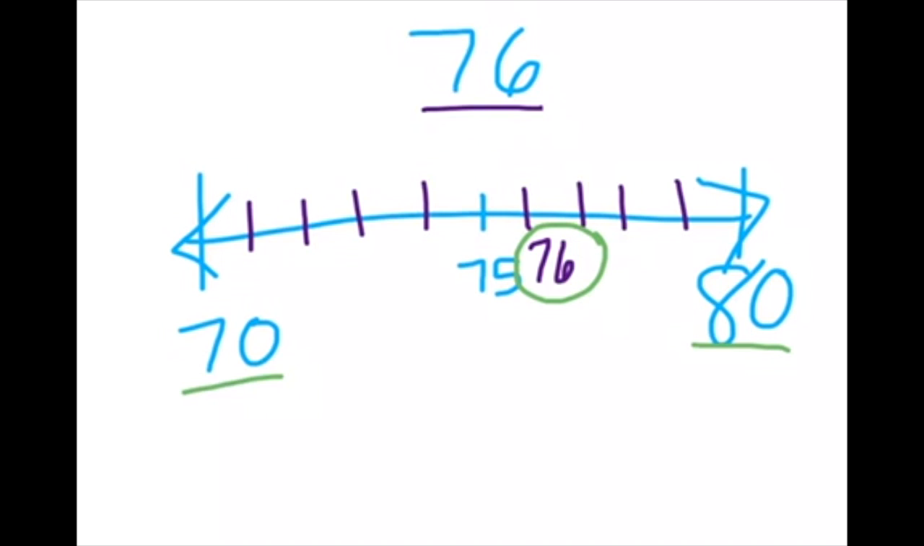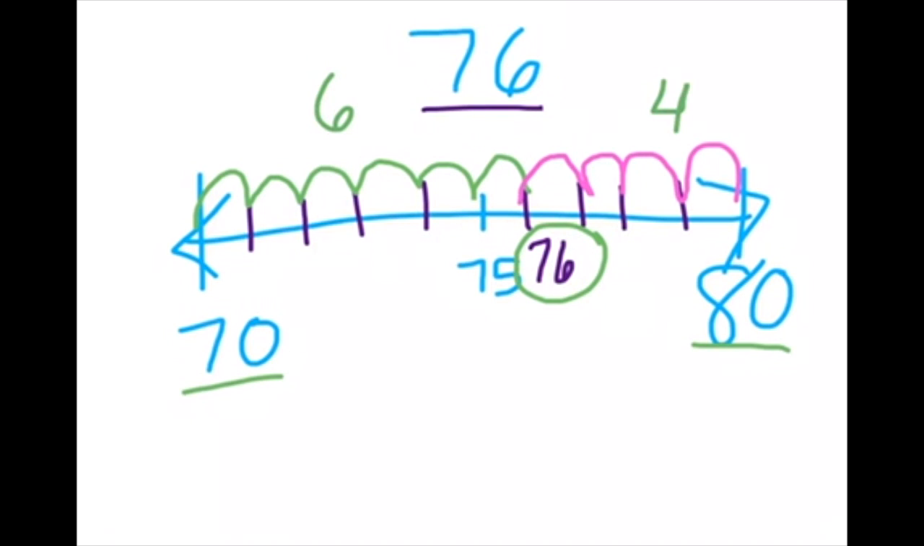Well, 70, it's 6 away, right? 1, 2, 3, 4, 5, 6. Or 80 is only 1, 2, 3, 4 away. So 6 or 4 away. And obviously when I look at the number, it is closer to the end with 80. So we would round 76 to 80 this time.